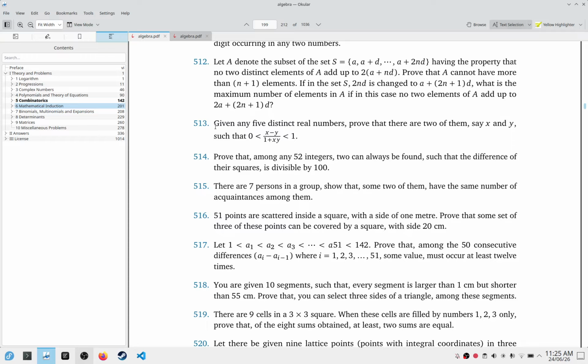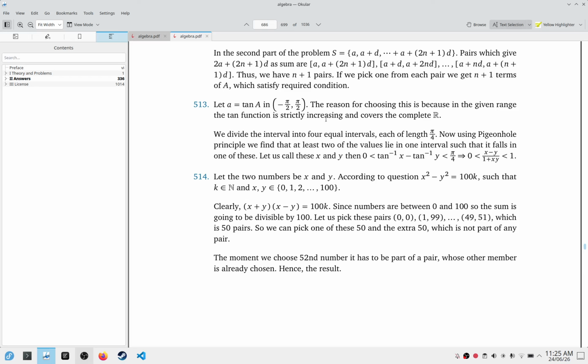Question 513 says that given any five distinct real numbers, prove that there are two of them, say x and y, such that 0 is less than (x minus y) over (1 plus x times y), which is less than 1. So what we do is we choose a equal to tan a in the range minus pi by 2 to pi by 2. The reason we chose this is because the tan function in this range is strictly increasing and covers the complete range of real numbers.